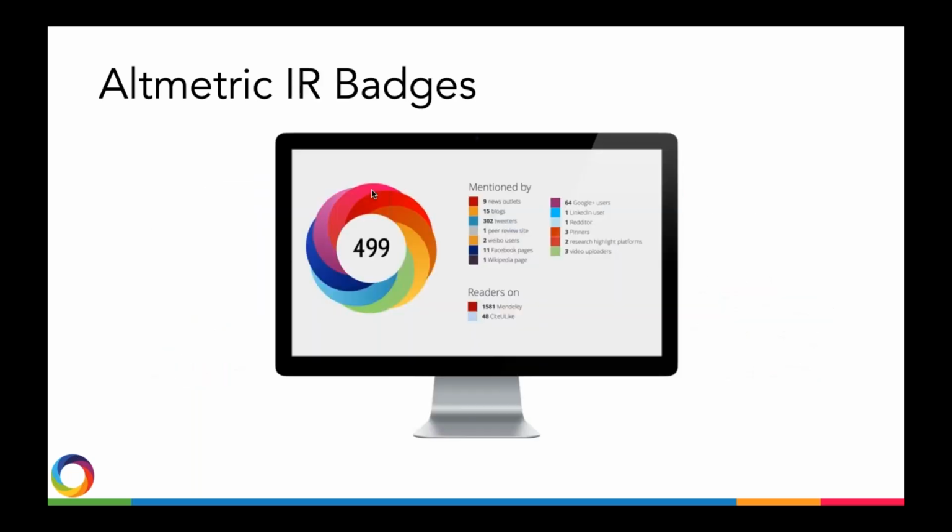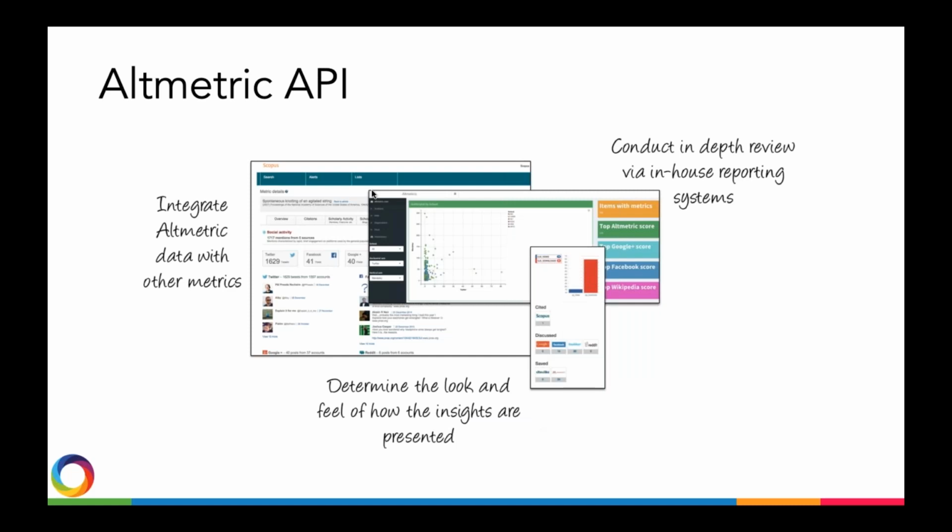There's also the Altmetric institutional repository badges. These can be implemented and embedded within your institutional repository to socialize the donut and the colorful score so that others are more aware of the other metrics out there for their research. And finally, there's also the Altmetric API, and this is used to gather raw data, and you can use that to mash up with other metrics. You can also conduct your review with other reporting systems that you might have, and it also presents some other interesting data feeds.